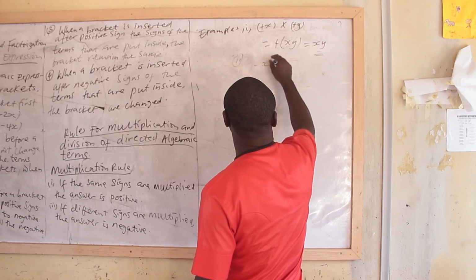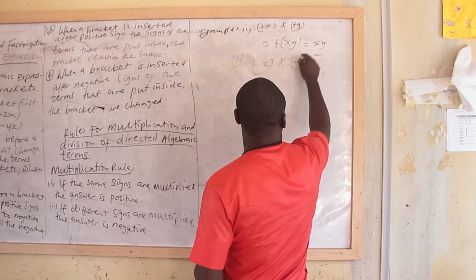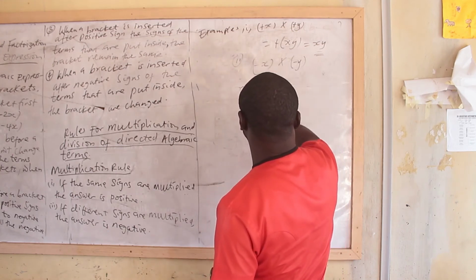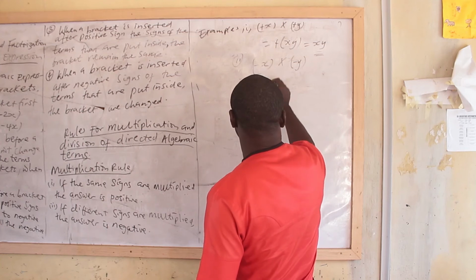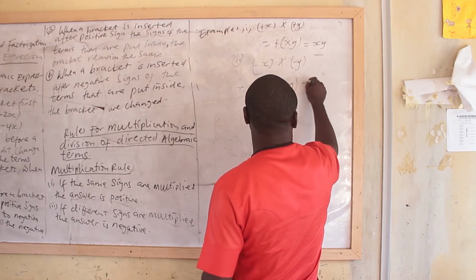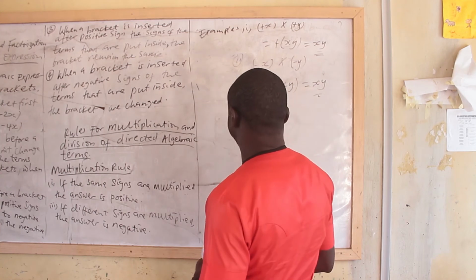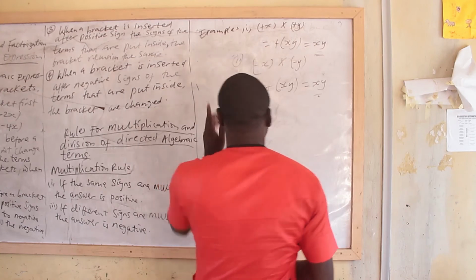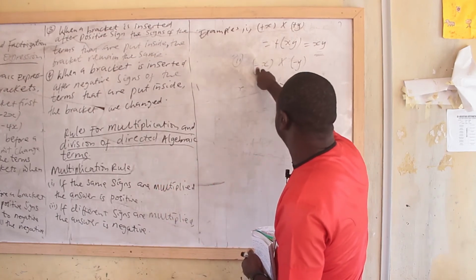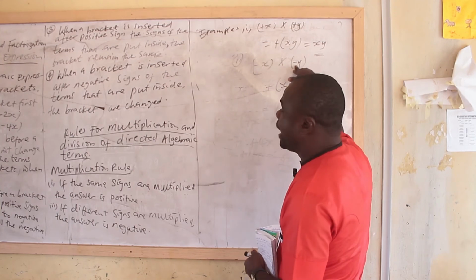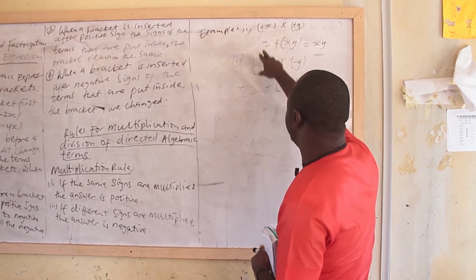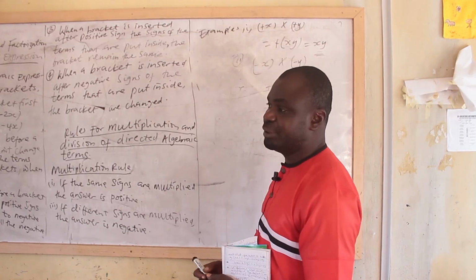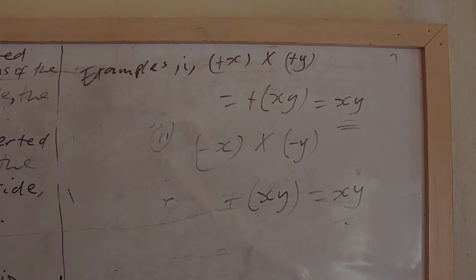If minus x is multiplied by minus y, you will now have minus multiplied by minus is what? Plus. We still have plus xy, the answer is what? xy. So that is what we mean by if the same signs are multiplied, the answer is what? Positive. You can now see that the minus x here is multiplying the minus y, and that's why the answer must be positive. And here, the positive x is multiplying the positive y, and the answer is still positive. So that is for rule 1.